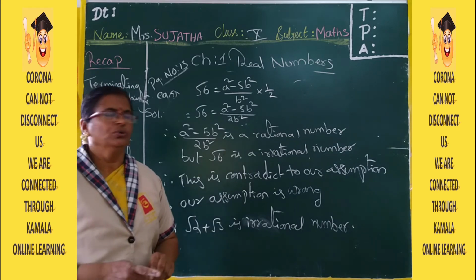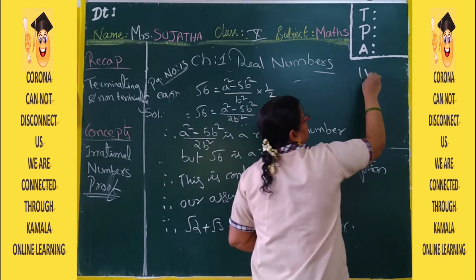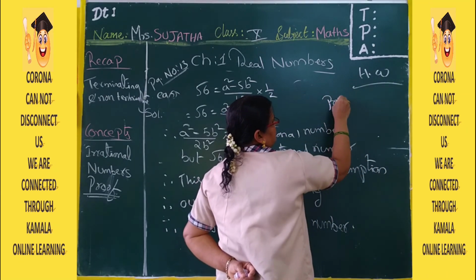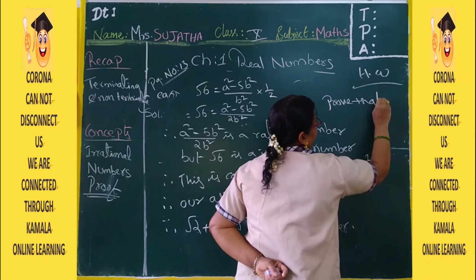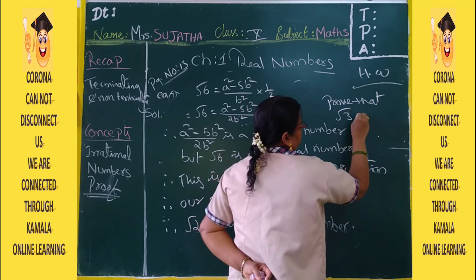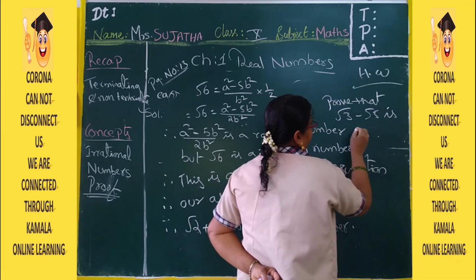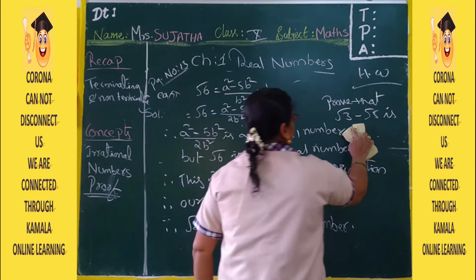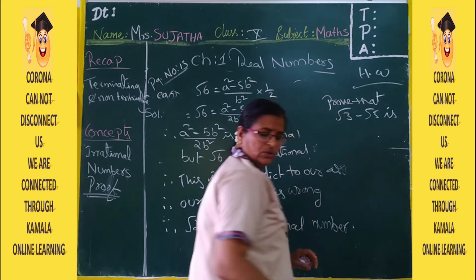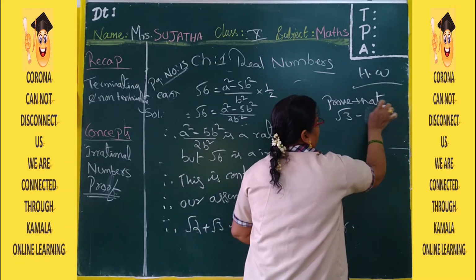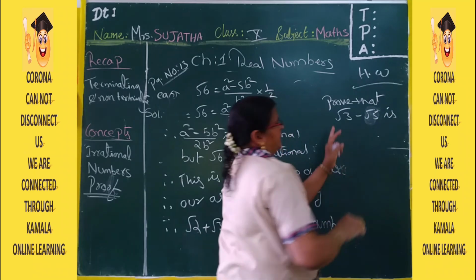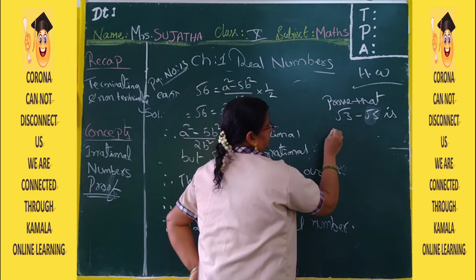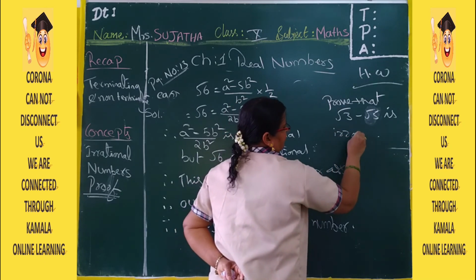I want to give only one sum for your homework. What is that? Prove that root 3 minus root 5 is an irrational number. Only one sum, and that is also for 4 marks. Same as I said, take the assumption like that: root 3 minus root 5 is a rational number, and prove it.